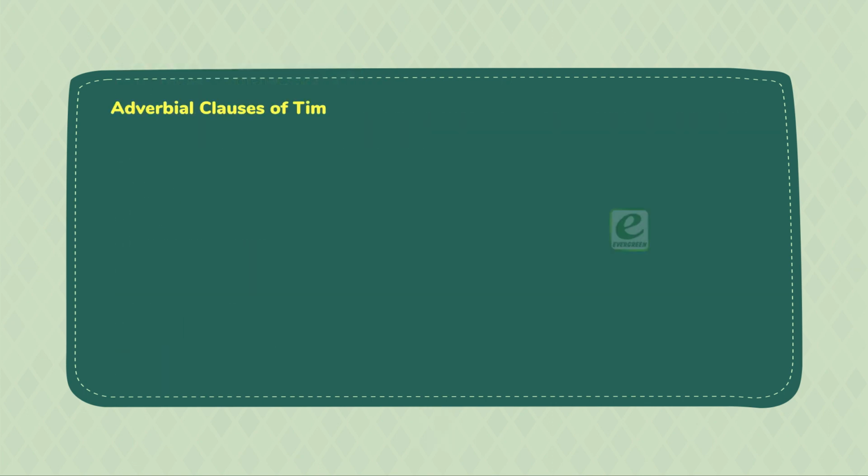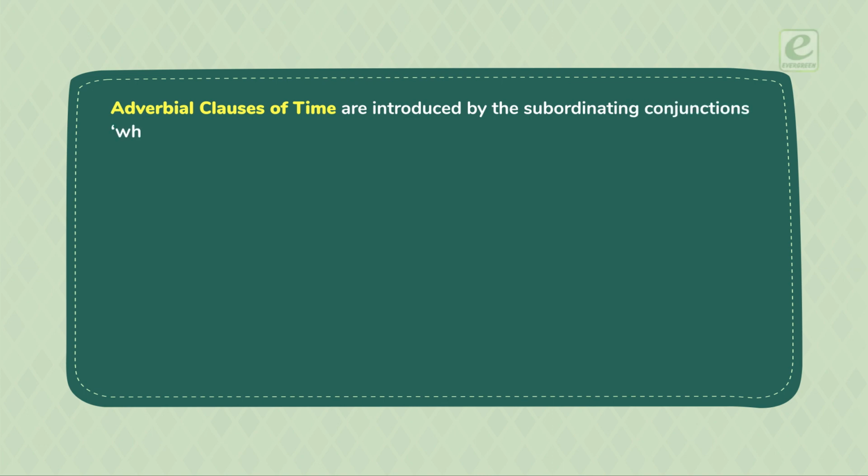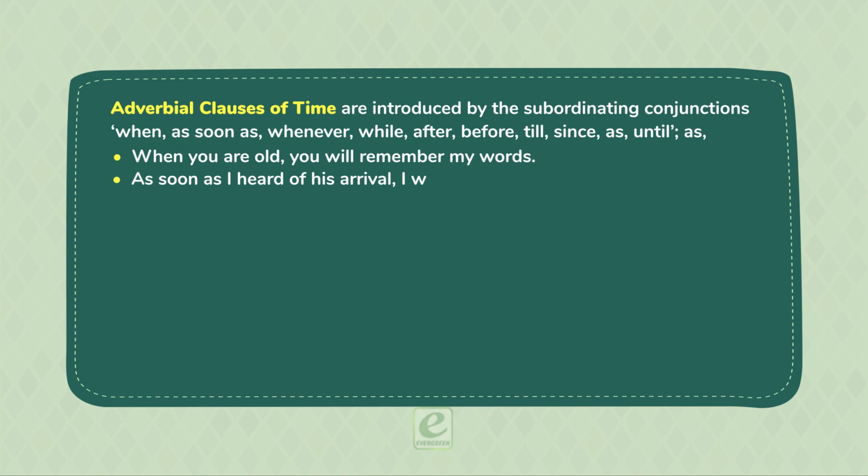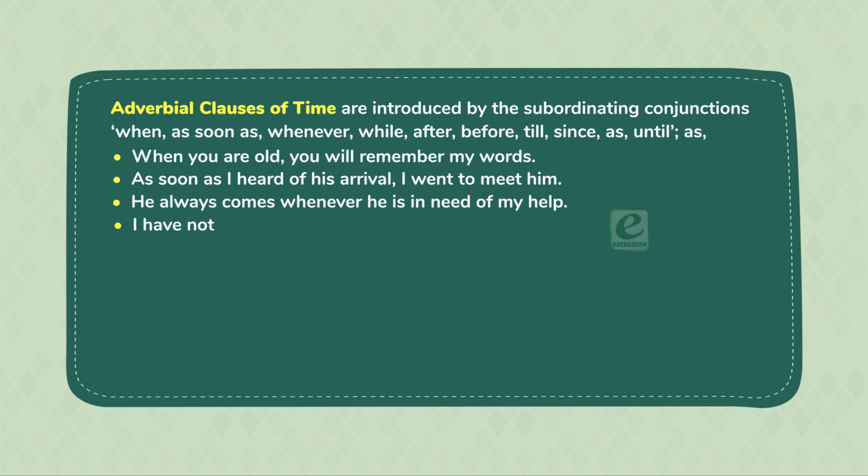Adverbial clauses of time are introduced by the subordinating conjunctions when, as soon as, whenever, while, after, before, till, since, as, until. When you are old, you will remember my words. As soon as I heard of his arrival, I went to meet him. He always comes whenever he is in need of my help. I have not been well since I left that place.